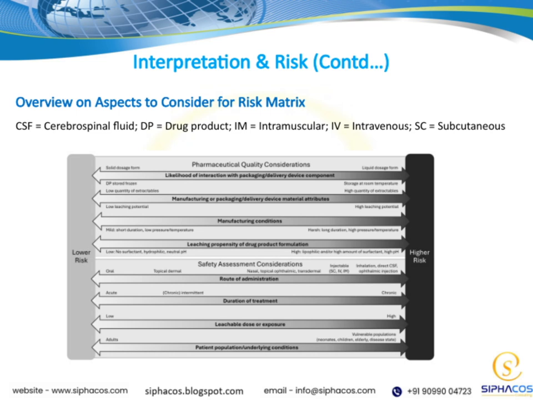For example, the route of administration, whether it's IM, IV, or SC, can significantly impact the safety and efficacy profile of a drug. Likewise, considering the specific characteristics of the drug product itself, including its formulation and stability, is vital. In developing a risk matrix, we need to evaluate each of these aspects carefully. Think about how the cerebrospinal fluid might affect drug distribution or how certain delivery routes might introduce specific risks. By systematically analyzing these factors, we can better predict potential issues and prioritize our mitigation strategies.